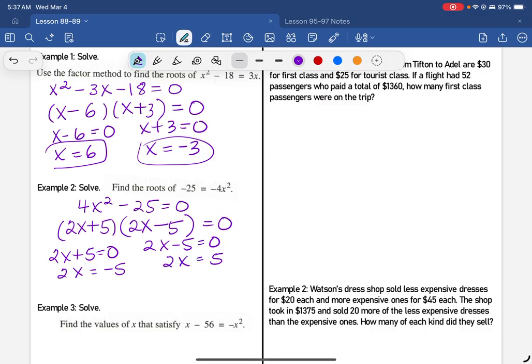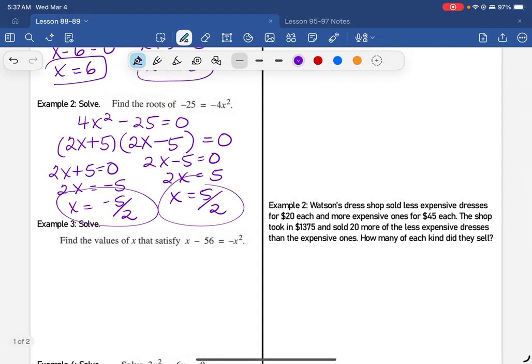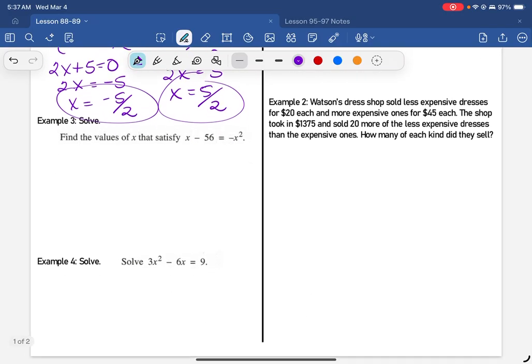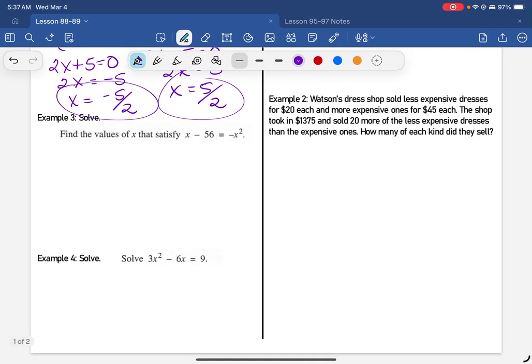Last step, divide by 2. So x equals negative 5 halves. And then divide by 2 over here, x equals positive 5 halves. So those are my answers. Okay, pause the video and try these 2 on your own, and then come back and check your work.